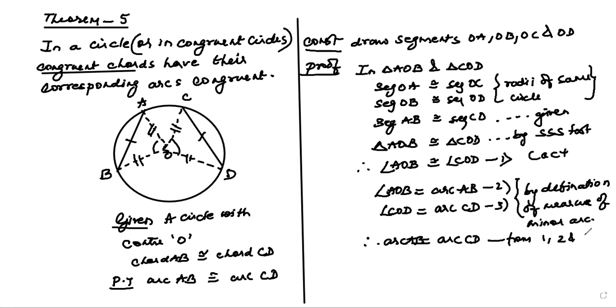Now listen, these two arcs are equal, but they belong to the same circle. Arc AB and arc CD are equal, and they belong to the same circle. I'm just writing: both the arcs belong to the same circle. So if the arcs have equal measure and belong to the same circle, I can always say the arcs are congruent.